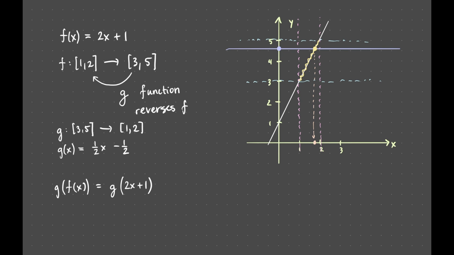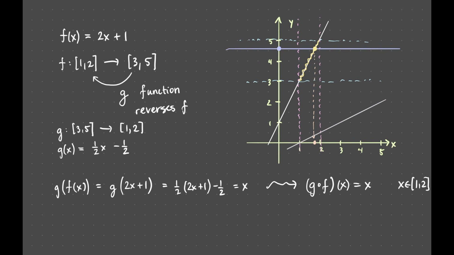Indeed, we can check that this is the correct formula for undoing f, because if we apply g after applying f, then we get back our input x. That is, the composite function g composed with f applied to x is equal to x for each x in the domain of f, that is, in the interval from 1 to 2. In addition, with this particular formula for g, it's easy to see that g does indeed define a map from the interval 3, 5 to 1, 2.